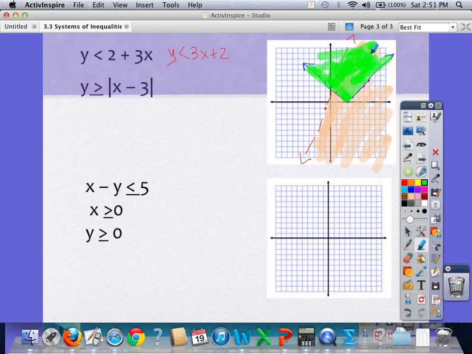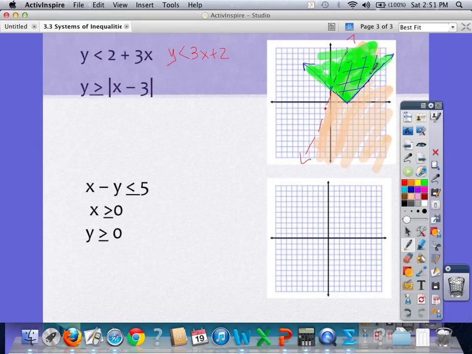Okay, so our overlapping region is from here in the broken line, and here, and here. All this in here is our overlapping region. This is right here. Okay? That is our overlapping region. So any points in there.